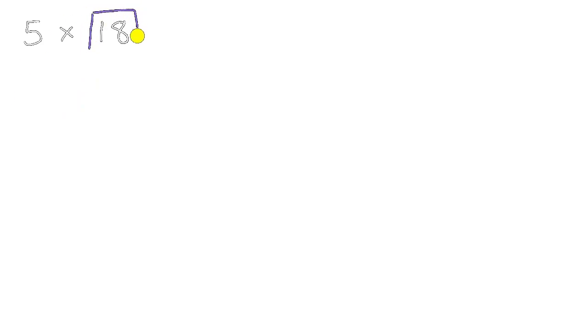I re-express 18 as the product of two numbers? And the one that jumps out at me is that 18 is the same thing as 2 times 9. And so I could rewrite 5 times 18. This is the same thing as 5 times, instead of 18, I could write 2 times 9. Now, why does this help us?